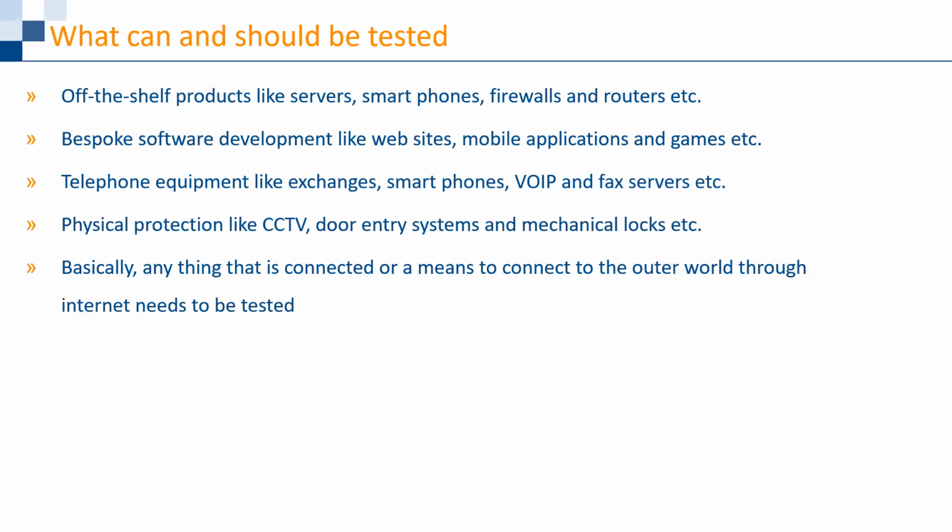Servers are the main important systems which need to be tested daily, and up-to-date security should be provided for those kinds of systems. Physical protection like CCTV cameras, electronic door entry systems, and mechanical locks also needs to be tested and protected. Basically, anything that is connected, or a means to connect, to the outer world. Any electronic device which is connected to the internet should be tested, each and every parameter.